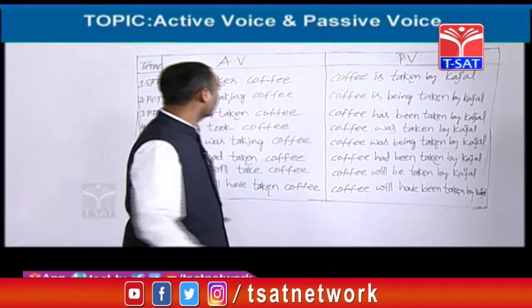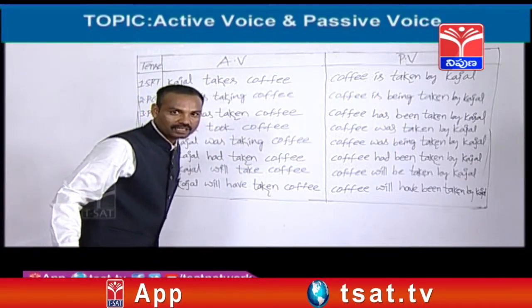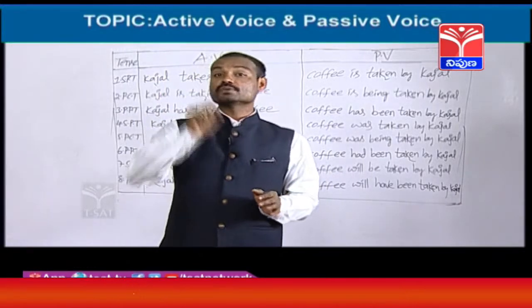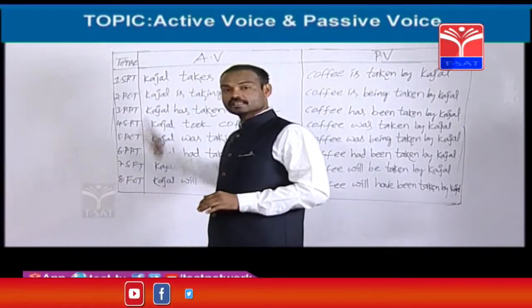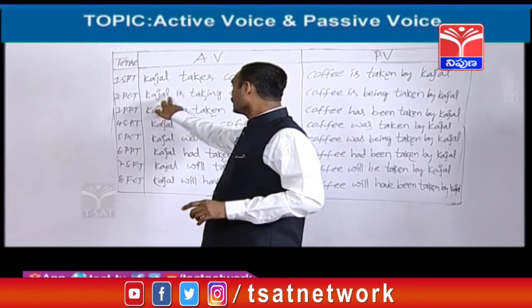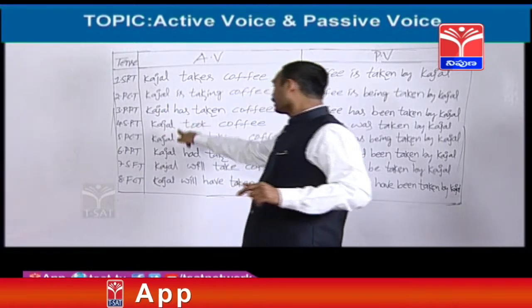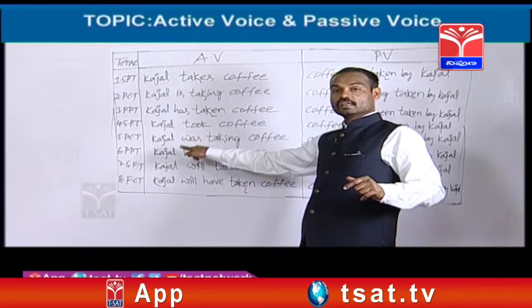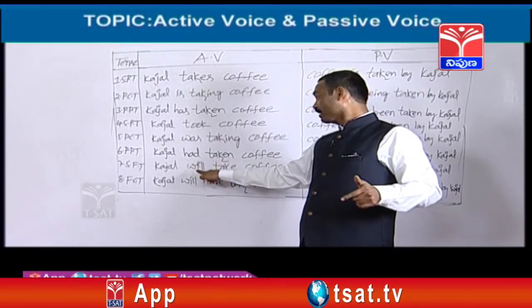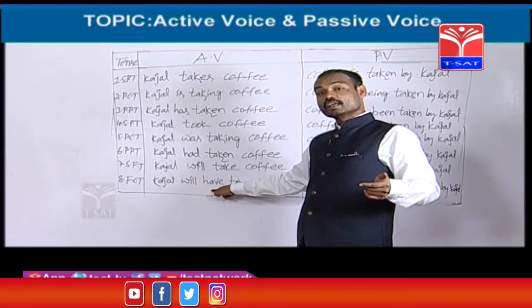Did you understand all these tenses very clearly? In the next model, I am going to give you negative sentences. For example, Kajal doesn't take coffee. Kajal is not taking coffee. Kajal has not taken coffee. Kajal did not take coffee. Kajal was not taking coffee. Kajal had not taken coffee. Kajal will not take coffee. Kajal will not have taken coffee.